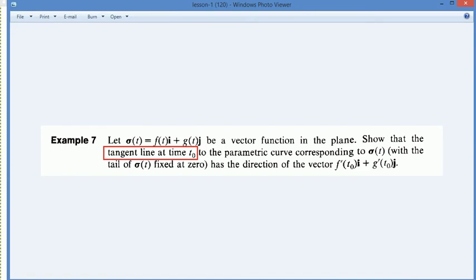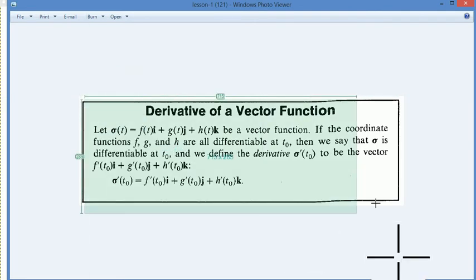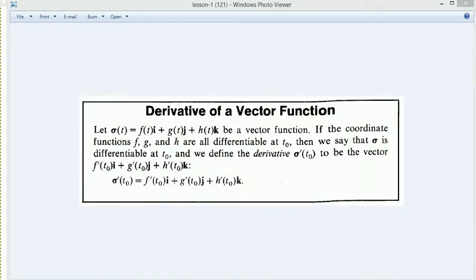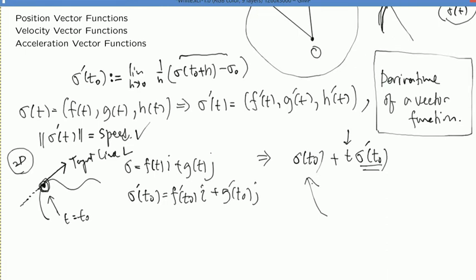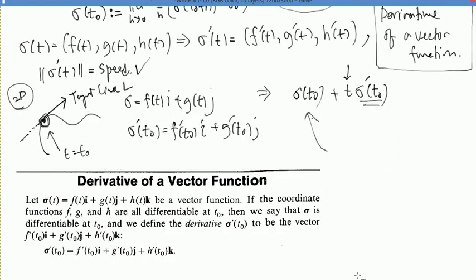So that's the explanation. They define the derivative of a vector function in this way. I just explained. Yes, go ahead. So that parameterization where it was sigma t naught plus sigma prime t naught. That sigma prime, you said that's evaluated. That's like a number, not another function. This is a vector. Right.